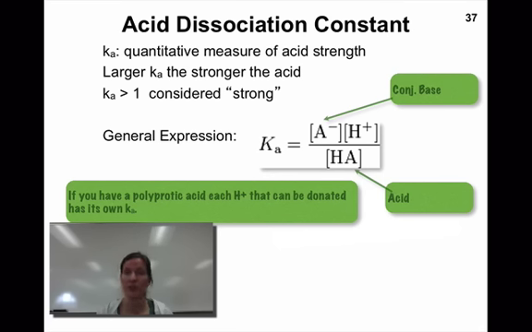A general expression for an acid dissociation constant is given on the screen. Ka, the acid dissociation constant, is the concentration of the dissociated ions multiplied together, so the A minus and the H plus, divided by the concentration of the actual acid put into solution. And there's a note here: if you have a polyprotic acid, each H plus will have its own dissociation constant and its own dissociation equation, because you go through it one step at a time as the H's come off.